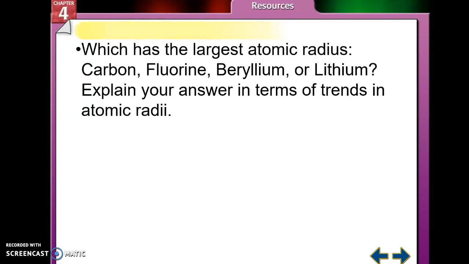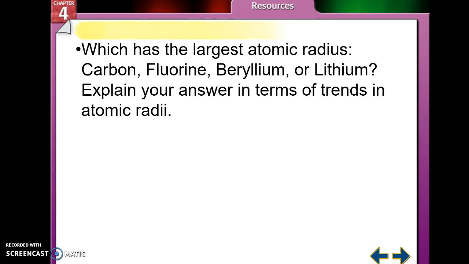So let's look at carbon, fluorine, beryllium, or lithium. Which has the largest atomic radius? I'm going to find all of those on the periodic table. Carbon is number 6 in group 14. Fluorine has an atomic number of 9, in group 17. Beryllium has an atomic number of 4 and is in group 2. And lithium has an atomic number of 3 and is in group 1. All of those are in period 2.